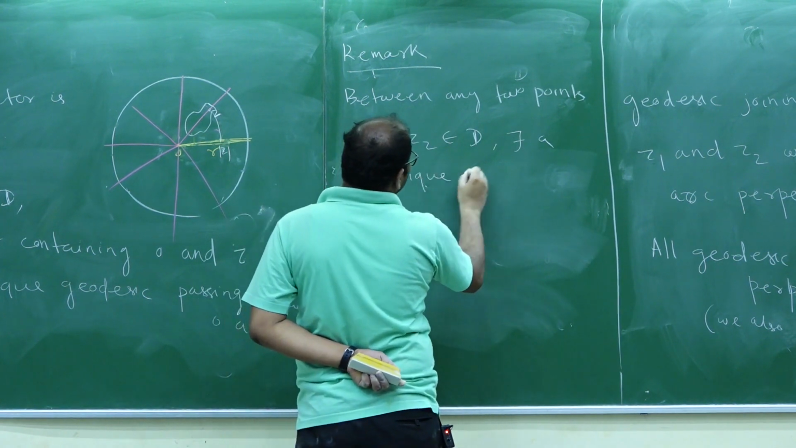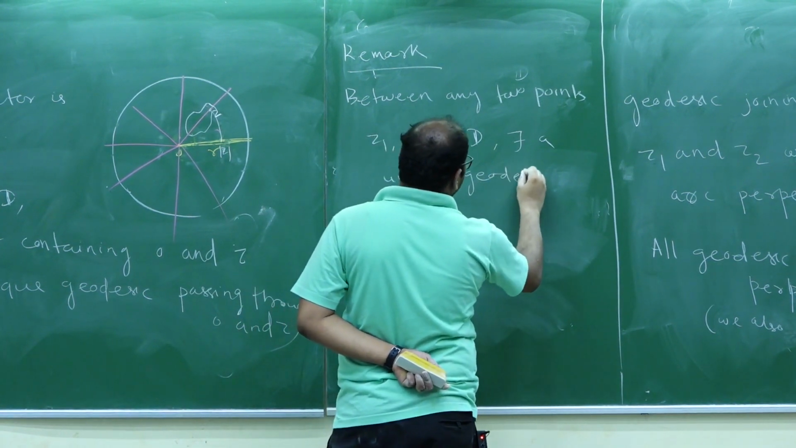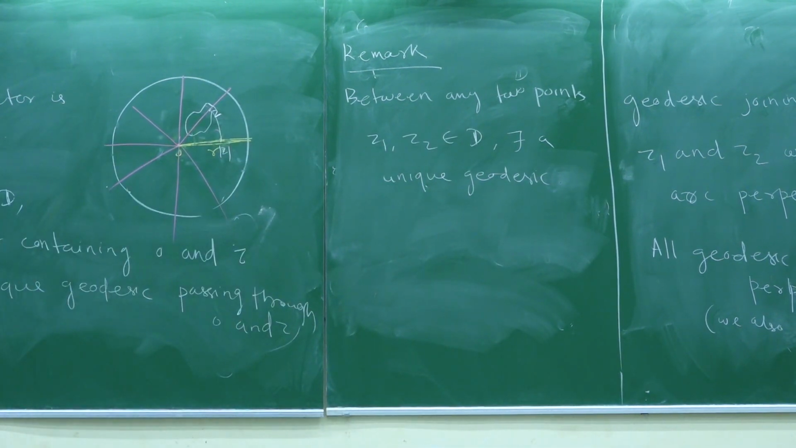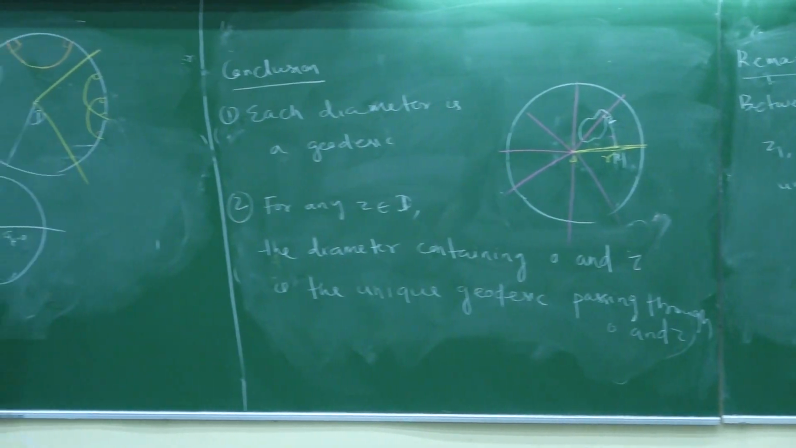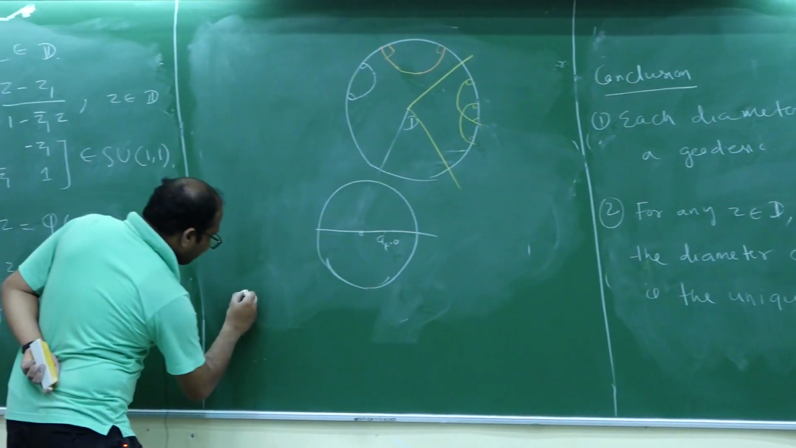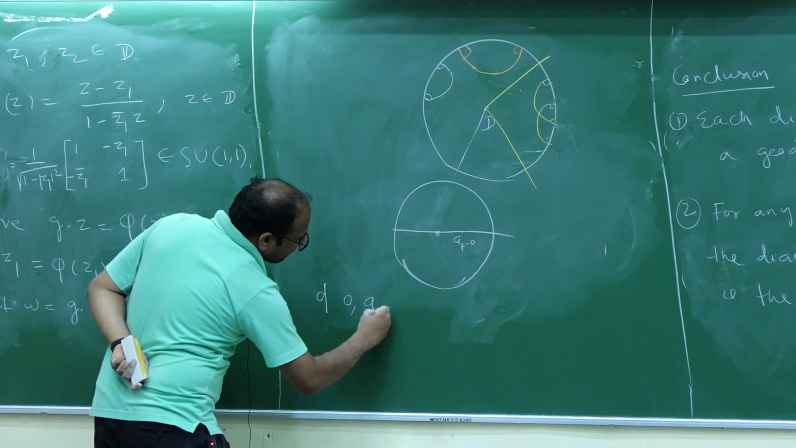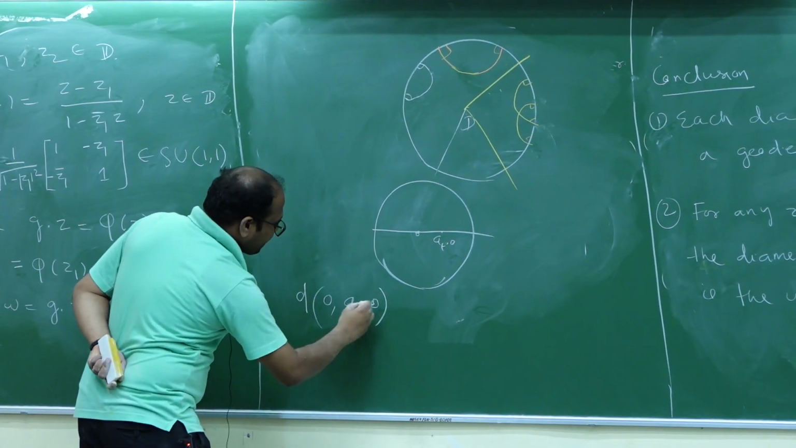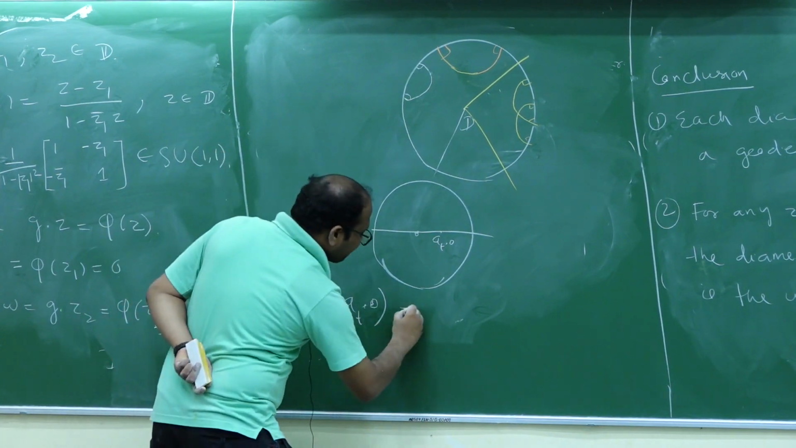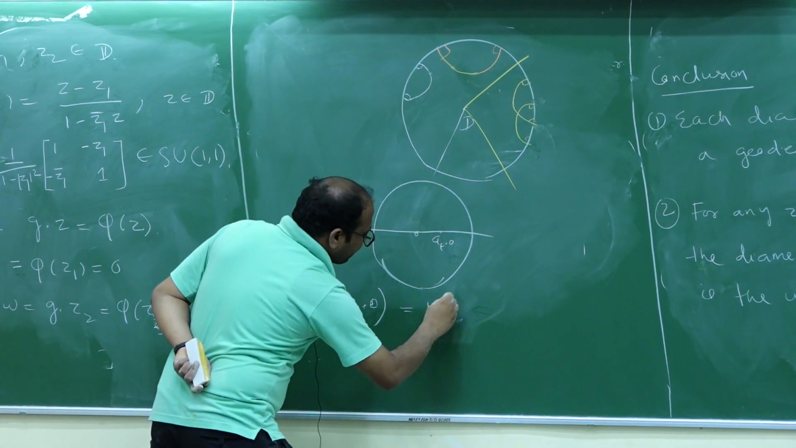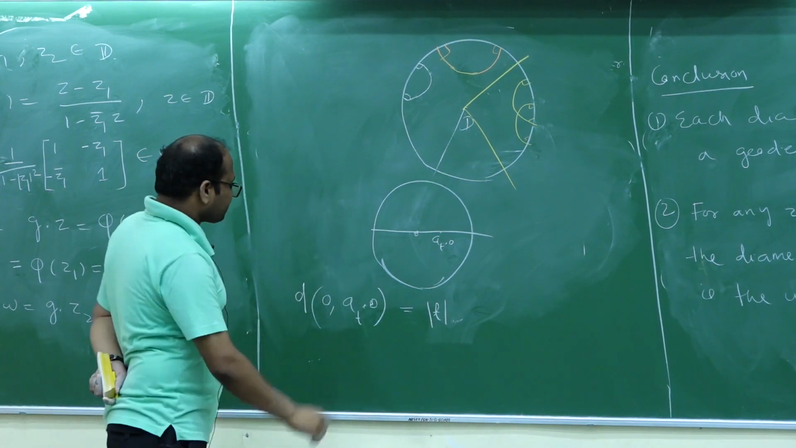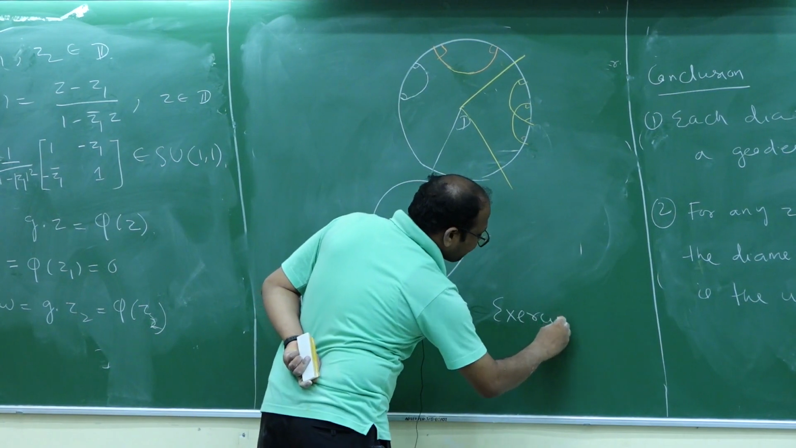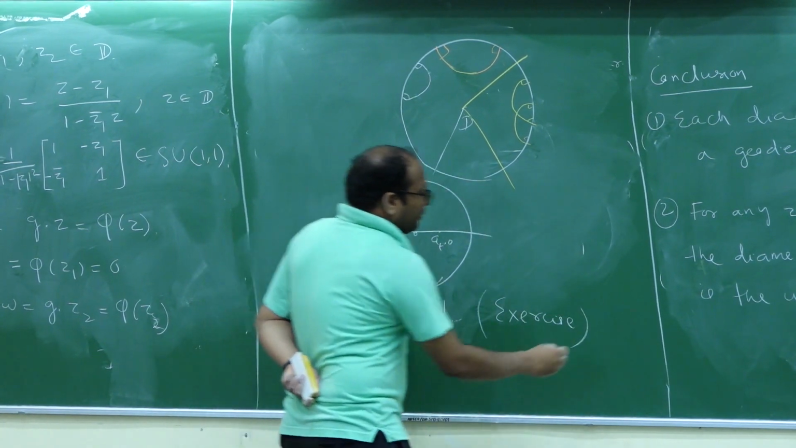And that unique geodesic is a circle perpendicular to the boundary. Now any point here, if it is of this form a, 0, you can calculate the distance between 0 and a, 0. This is an exercise. Two lines.